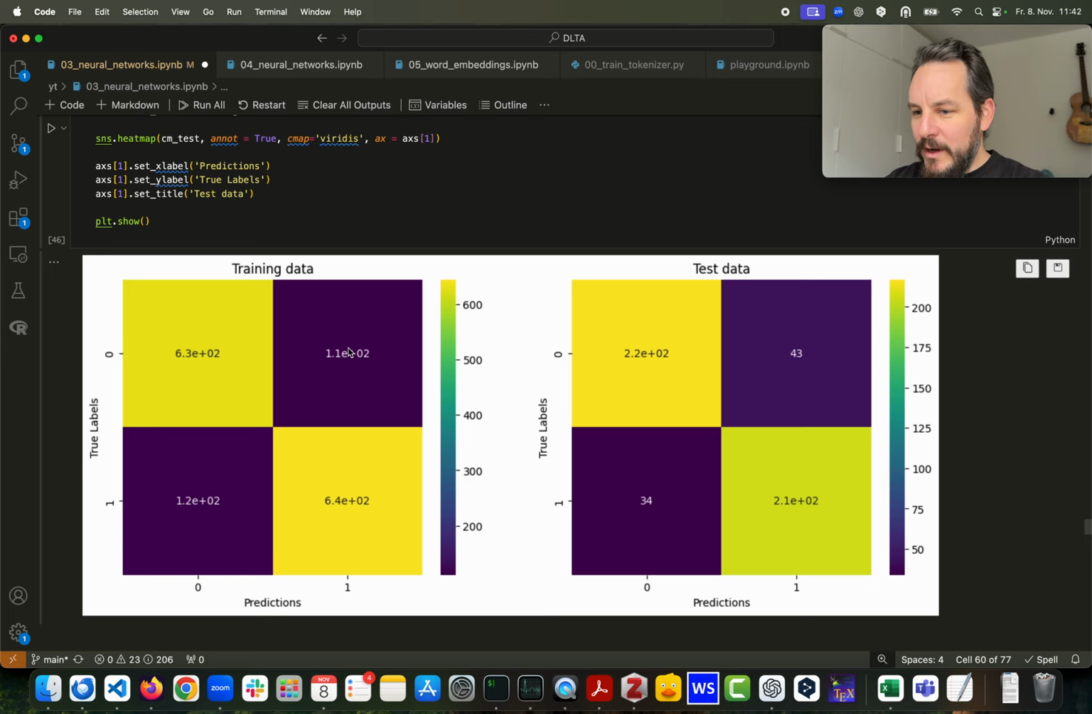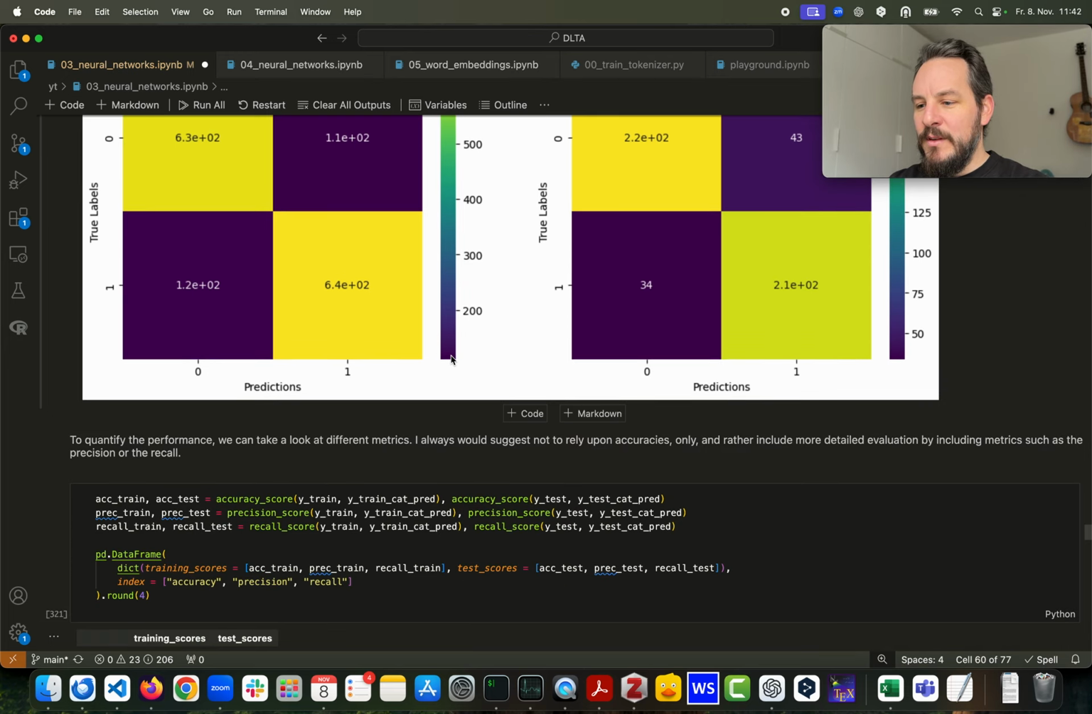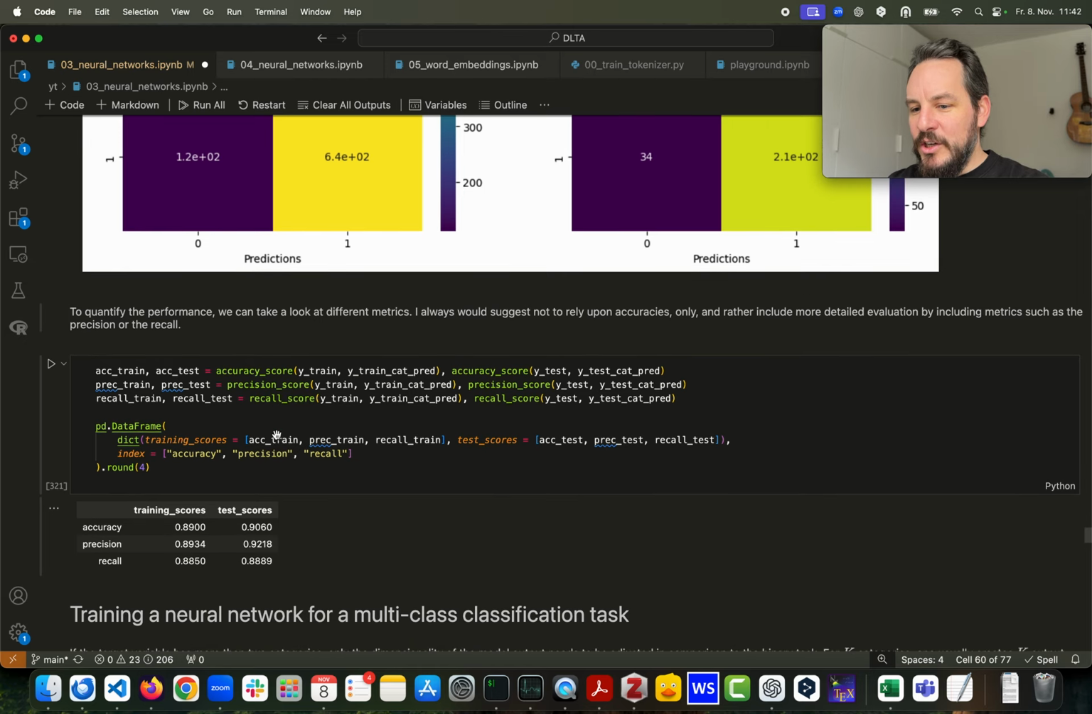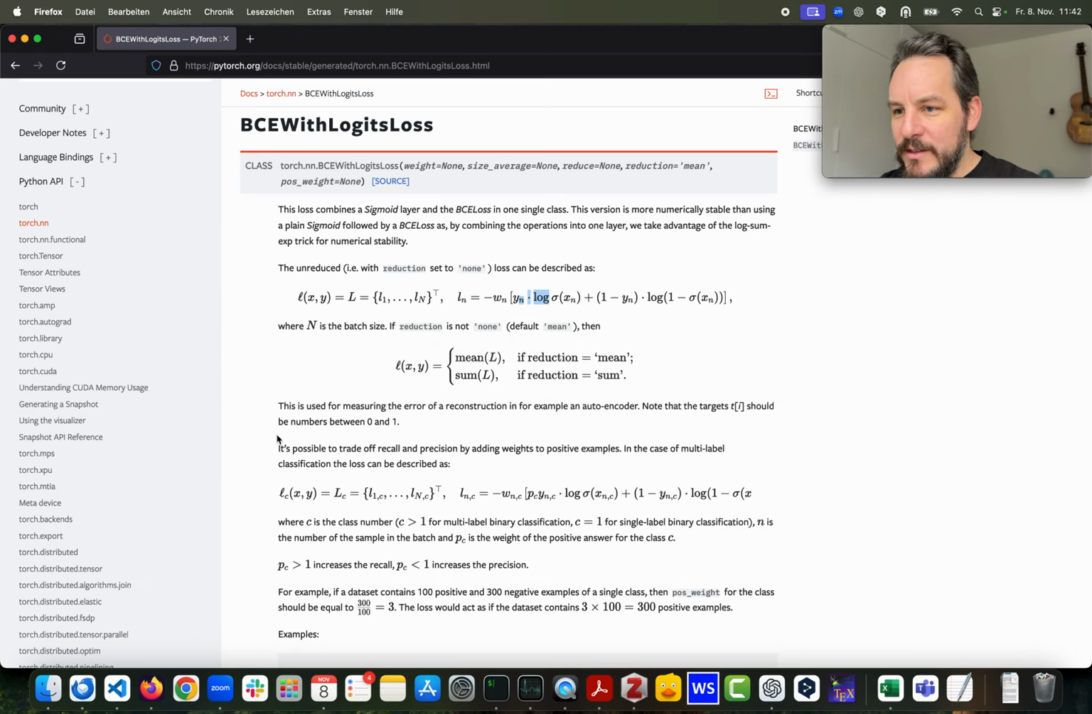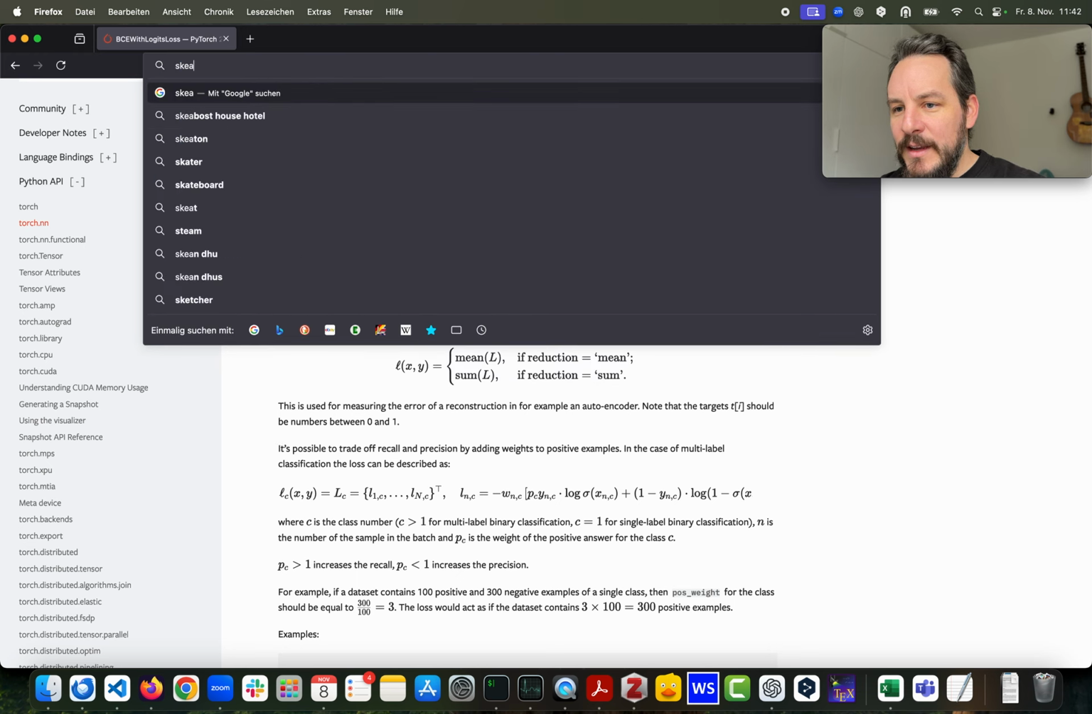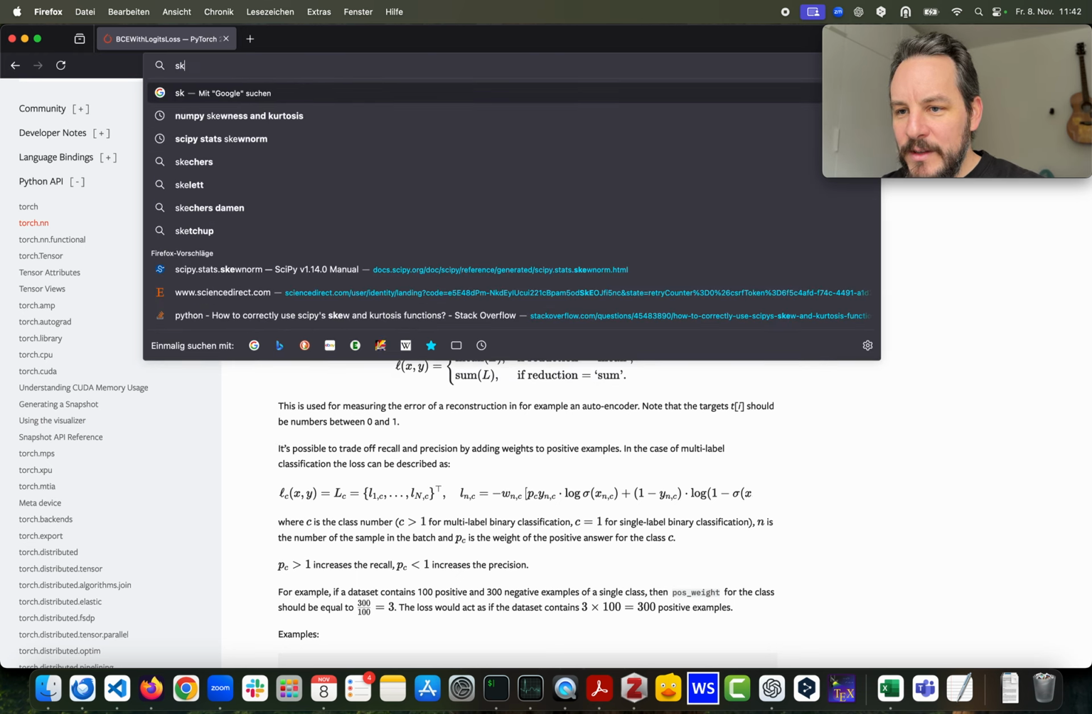And if you want to quantify this into numbers, you can calculate the precision and the recall. Take a look for yourself, or let's take a look together. So very quickly, for instance, the sklearn package, I think, has it written somewhere.